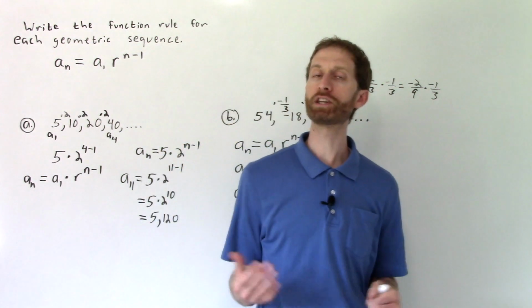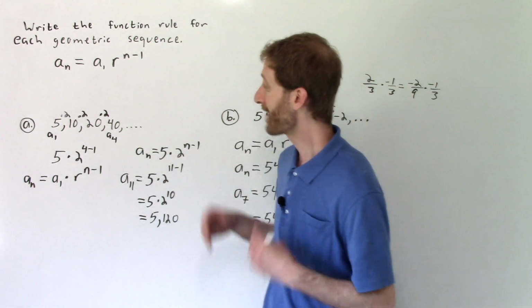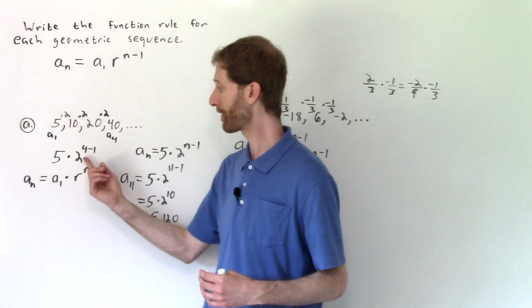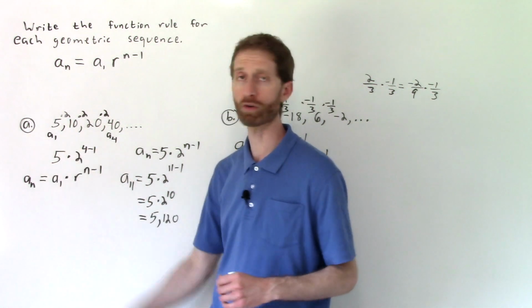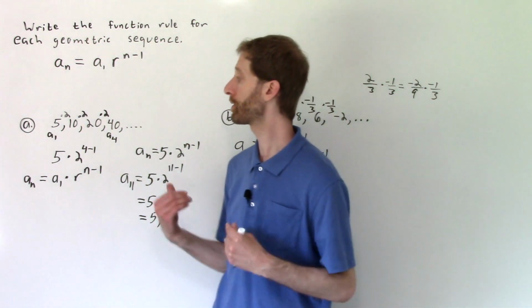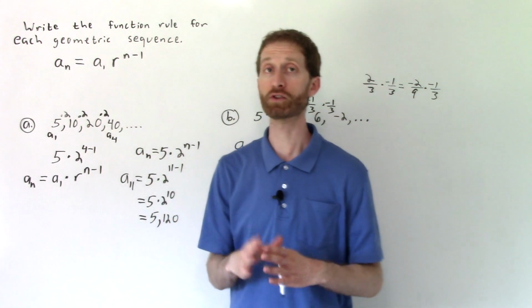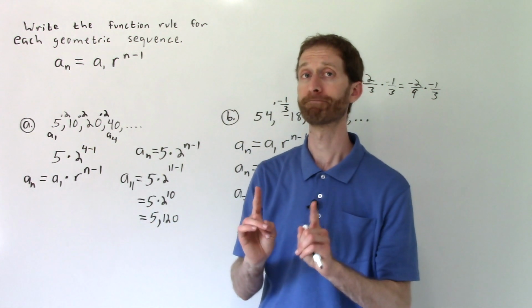So again, geometric sequences, it's all about figuring out what you're multiplying by in your common ratio, and then taking your original value and the common ratio and putting it into the general form of a geometric sequence. Watch the video again if you need a little help understanding why this formula fits any geometric sequence. But it's got to be geometric.